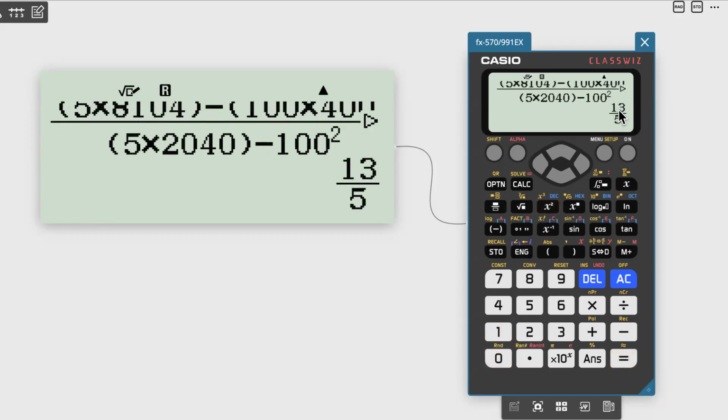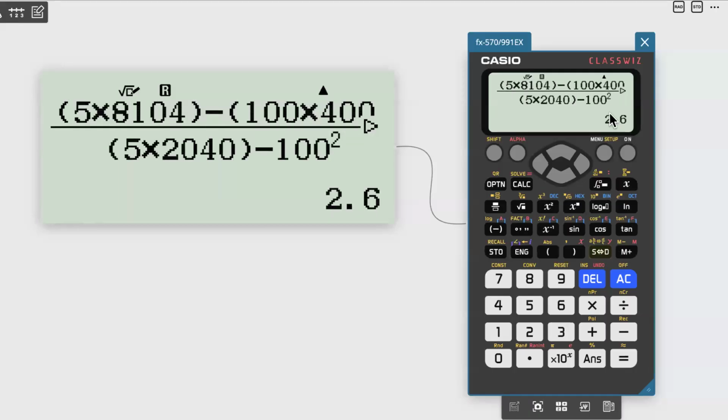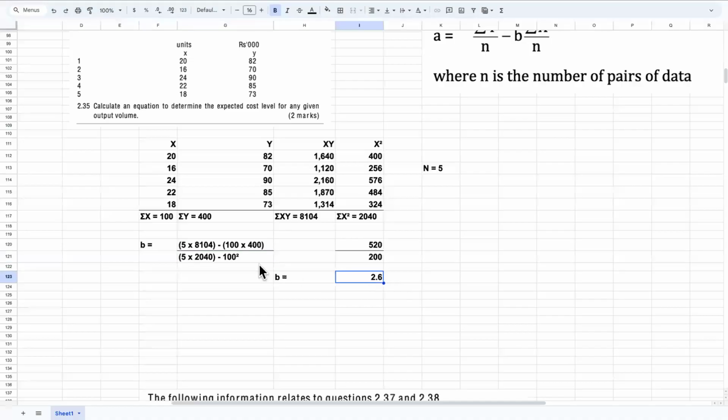If you want to convert this fraction into decimal, please press this SD. It will give the same number, 2.6, right? Within 10 seconds we will get the number if you practice it well. 2.6. That's the answer we have got from this calculation also. I hope you are with me? Now we have to identify and calculate the a value here.